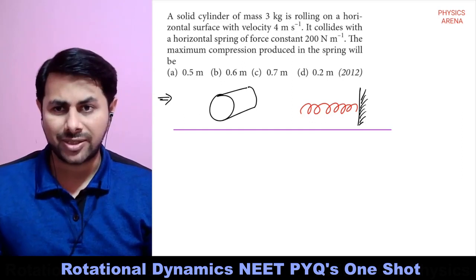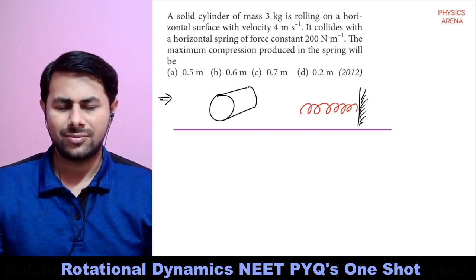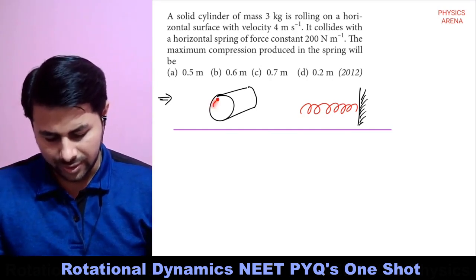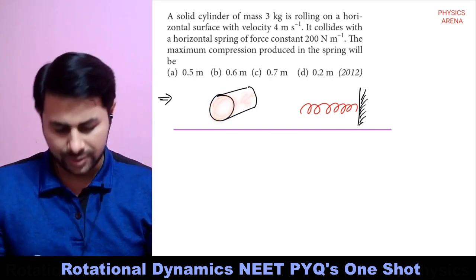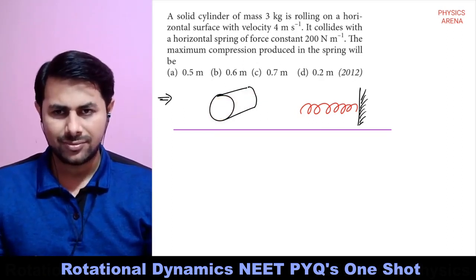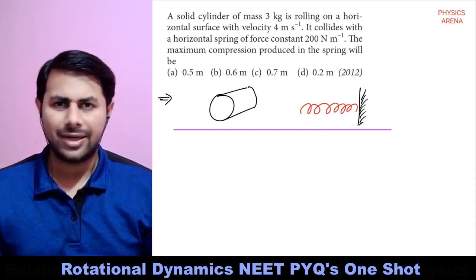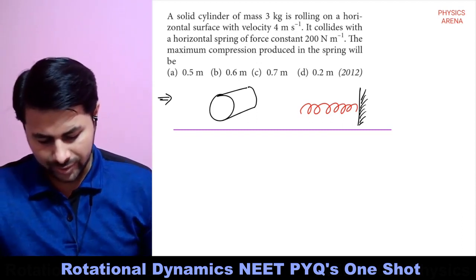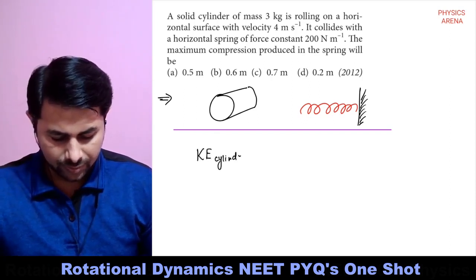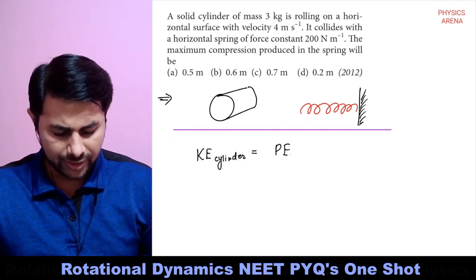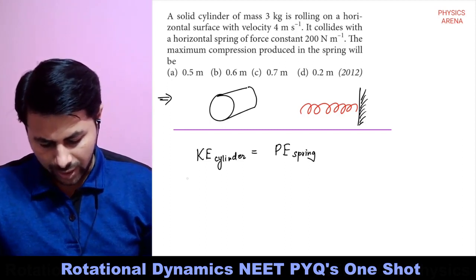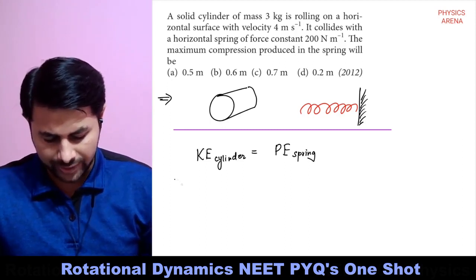When will it stop compressing? When the total kinetic energy of this cylinder gets converted to the potential energy of spring, right? At that point it will stop. Okay, so I can say kinetic energy of the cylinder is equal to potential energy of spring. Okay, so how much is kinetic energy of this rolling cylinder?